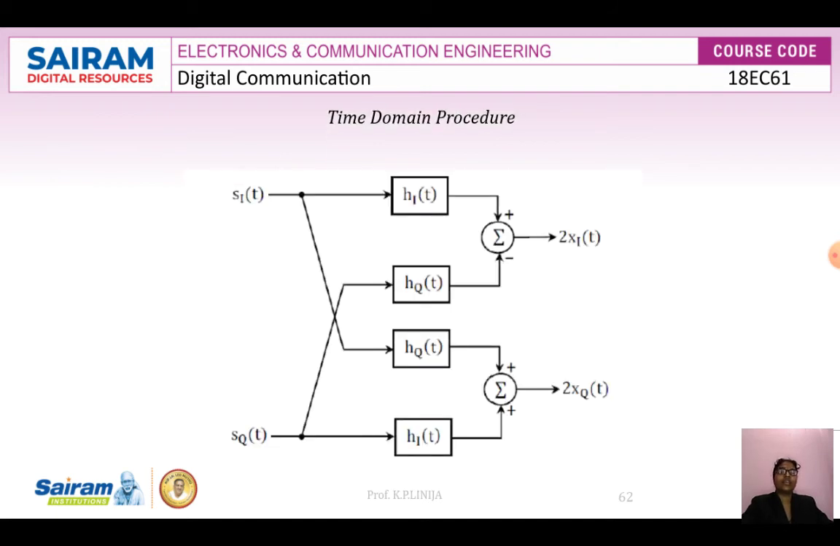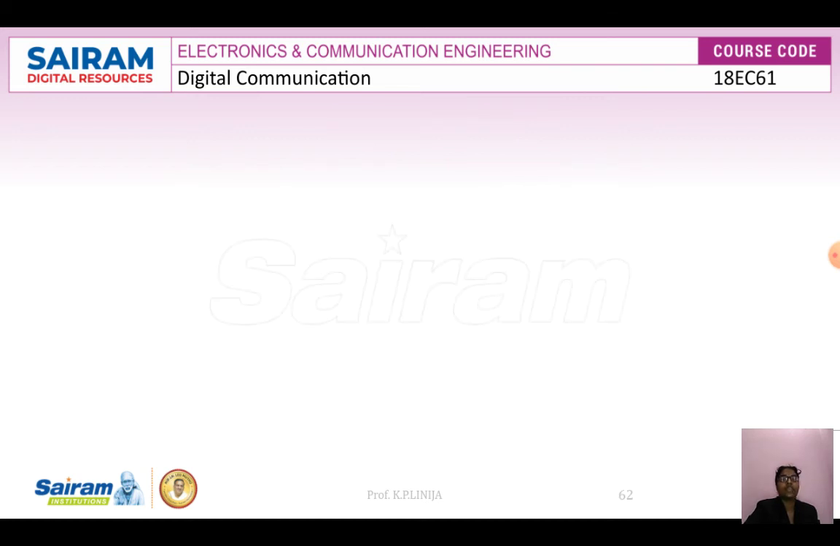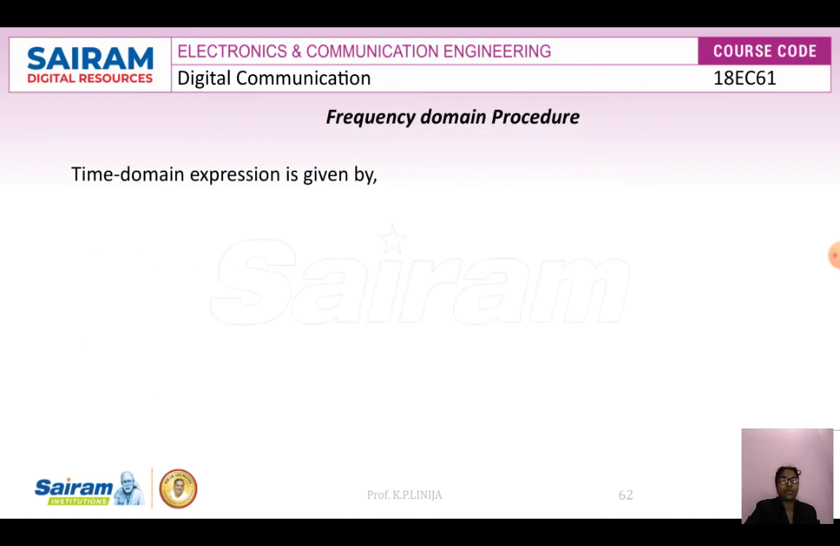In the same way here also we are using si of t and sq of t, and we are giving them to hi. All the signals and impulse responses shown are real valued low pass functions. Hence it is a time domain procedure for simplifying the analysis of a bandpass system driven by a bandpass signal. So the output of the summer is 2xi of t, and here the output is 2 into xq of t. Okay. Then we will discuss the frequency domain procedure.